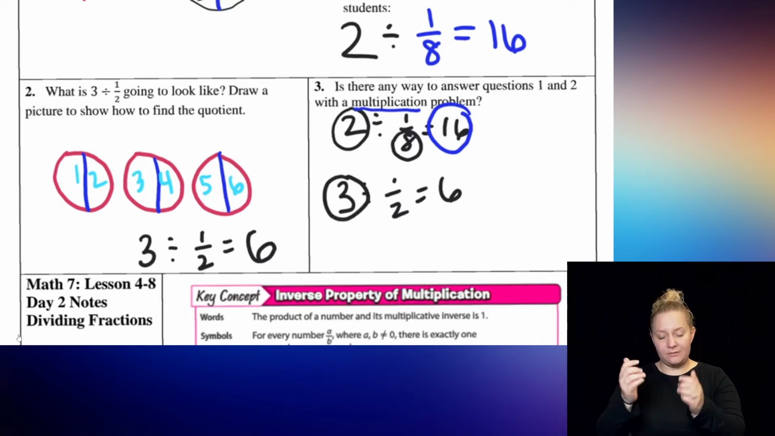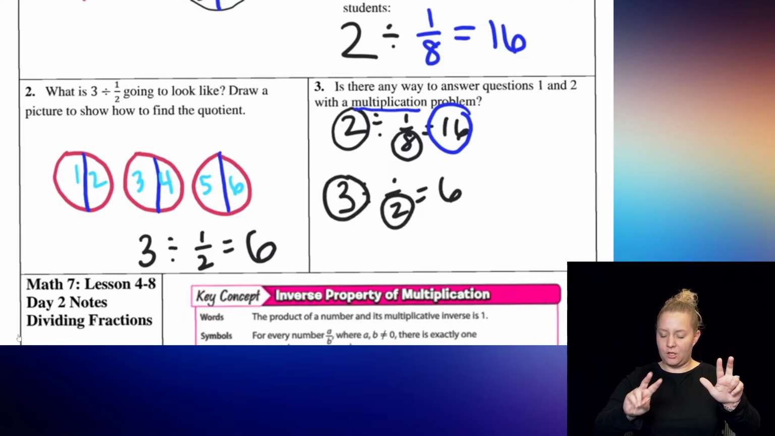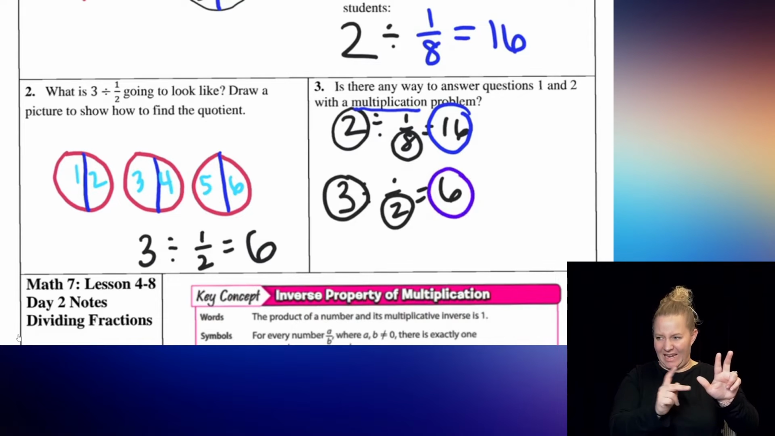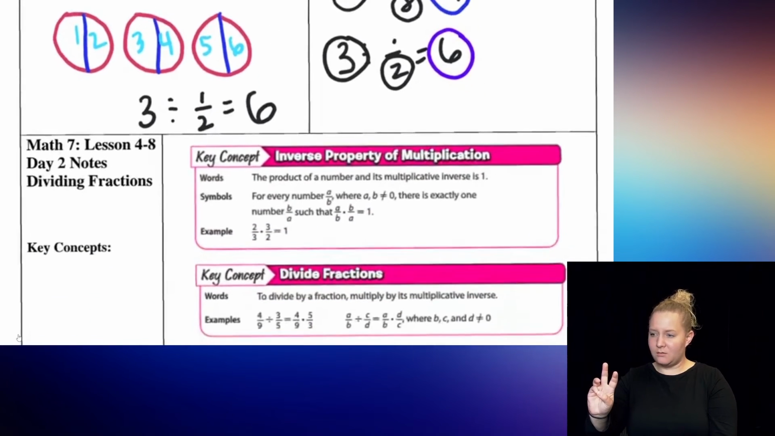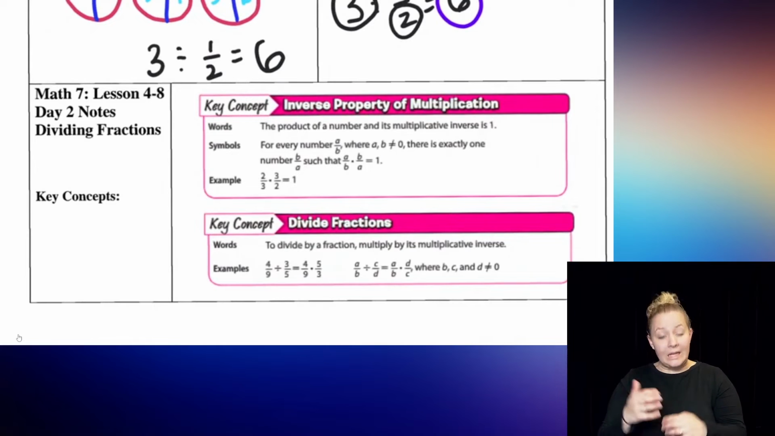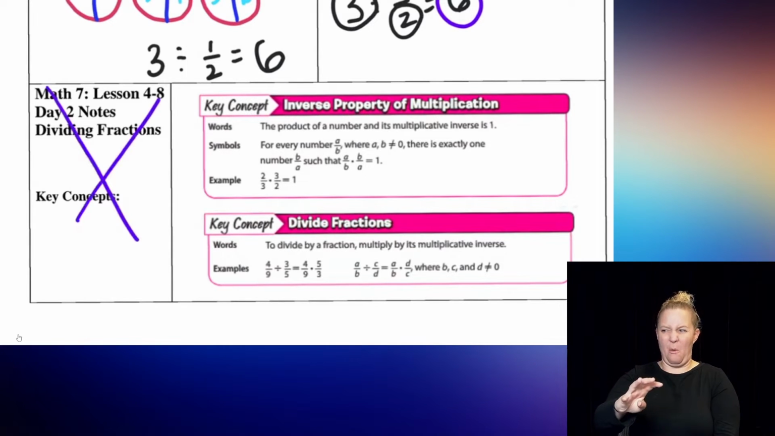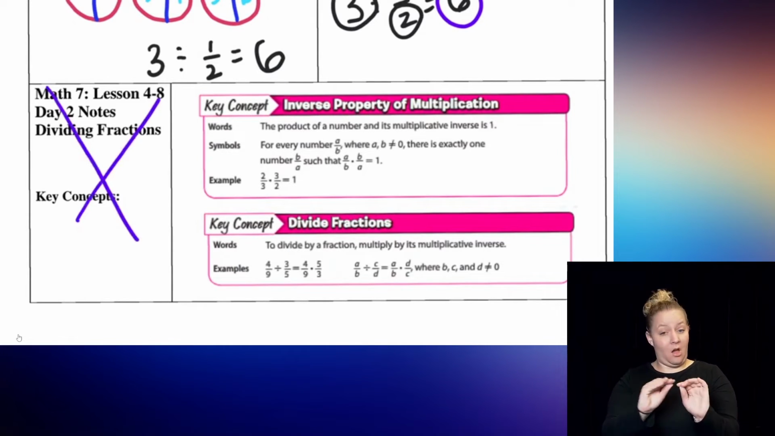Same thing down here, 3 and a 2. I know 3 times 2 gives us a 6. Interesting. Okay. We're going to go ahead and ignore this for right now. That's actually going to be obviously day 2 notes, which is later on. But I'm going to continue for day 1 here. I'm going to talk about these 2 key concepts.